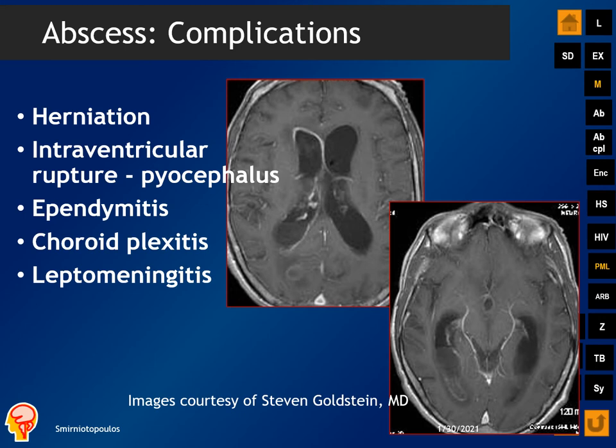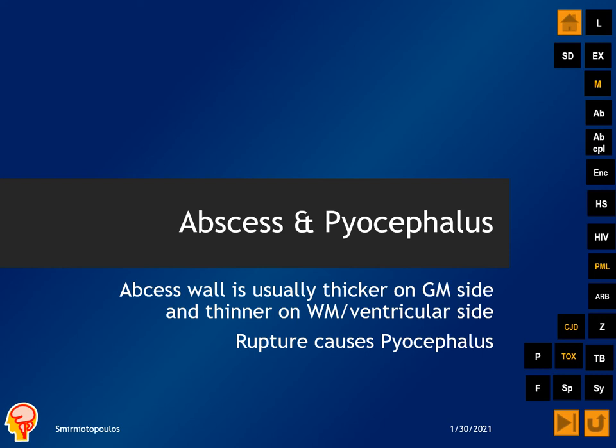So why do we get pyocephalus and why do we get daughter abscesses? Well, the abscess wall is formed by the proliferation of small vessels, granulation tissue, and collagen formed from fibroblasts in the vessel wall. The granulation tissue is generally thicker on the gray matter side and thinner on the white matter or ventricular side of the abscess. The reason for this disparity is that we have to recruit the pre-existing vessels to make the abscess wall. The gray matter has four times the vascularity of the underlying white matter, and it makes a thicker wall, and it makes it faster than we see on the white matter side.